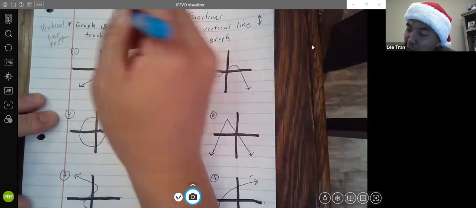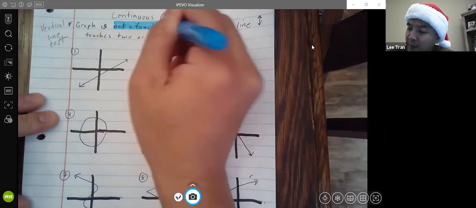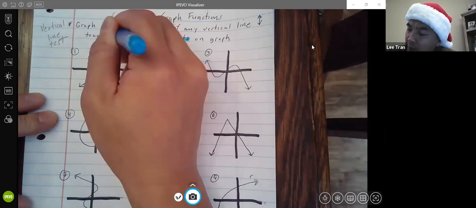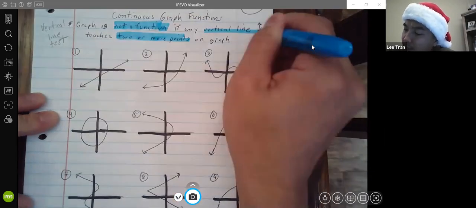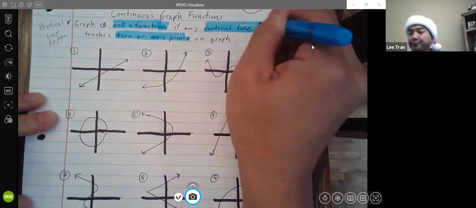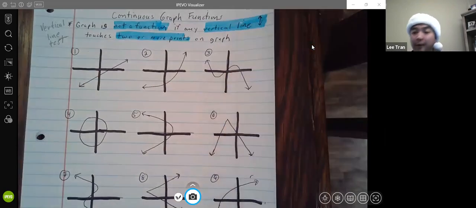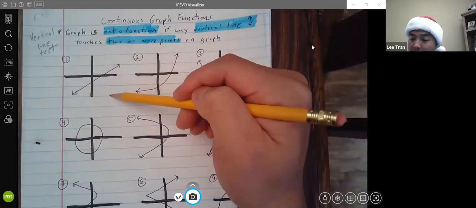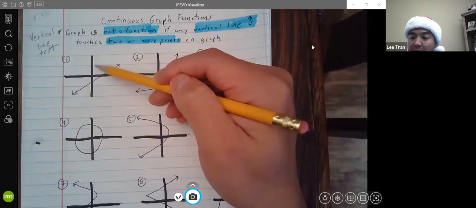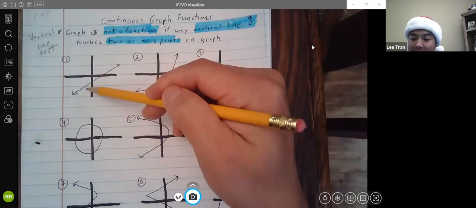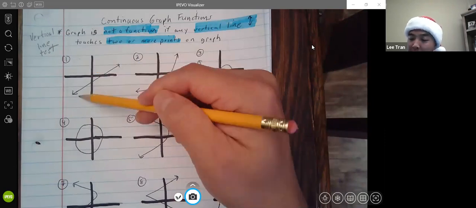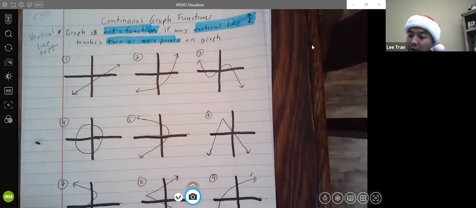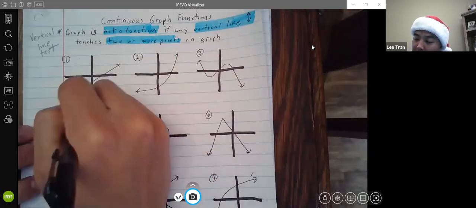Okay, and again, the graph is not a function, because if it hits 2 or more points, that indicates a repeat in X. Not a function if a vertical line touches 2 or more points. All right, so let's take a look at number 1. It looks like in number 1, anywhere that I draw a vertical line going straight up and down, it's only going to hit the diagonal line one time. So this one you would say that it is a function.